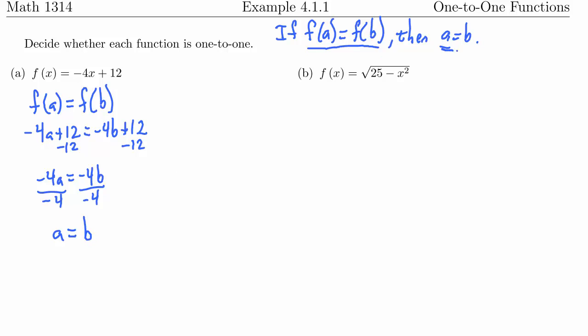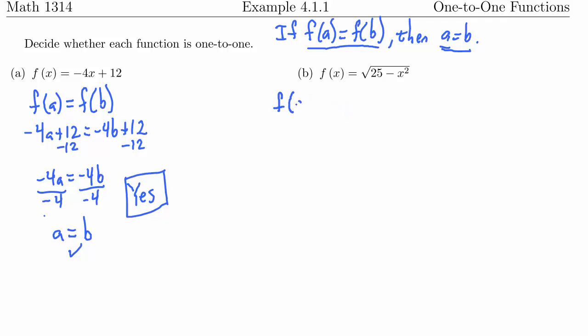Notice that that is the conclusion I was looking for, a equals b. So because of that, this checks out, which means the answer here is yes. F of x for letter A here is one-to-one. Let's see what happens with letter B.